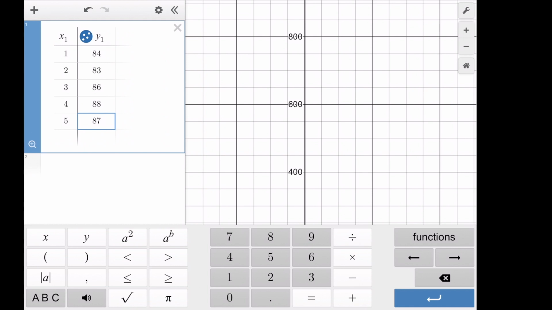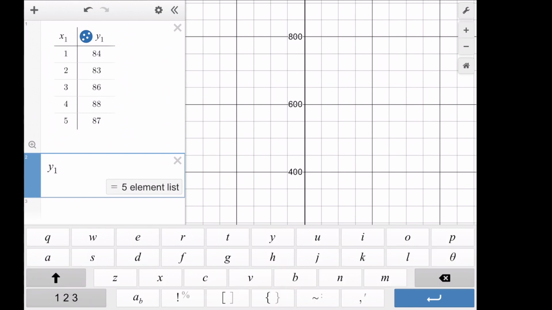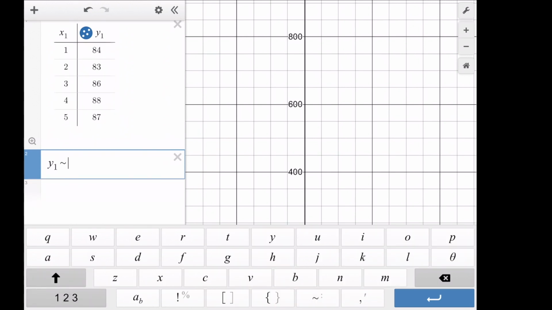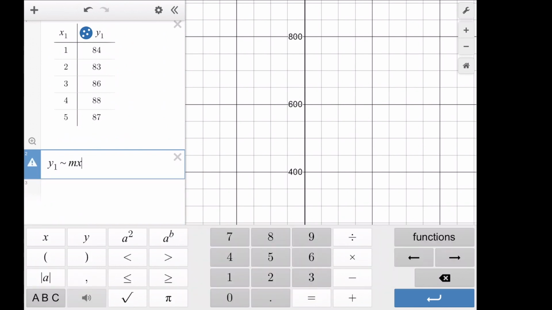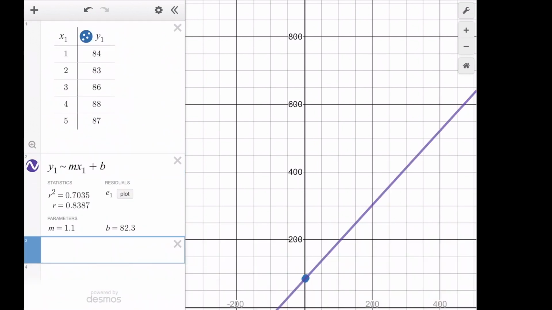Okay, now I'll follow those same steps for getting the linear regression equation. So hit the plus sign, then that f of x expression. And remember, the equation is going to be in the form of y equals mx plus b. So y1, then you need that squiggly. So you have to hit the ABC button to get the squiggly. mx1 plus b. Okay, and then when I do that, notice not only did it give me the m and the b, it also gives me an r squared and an r value.